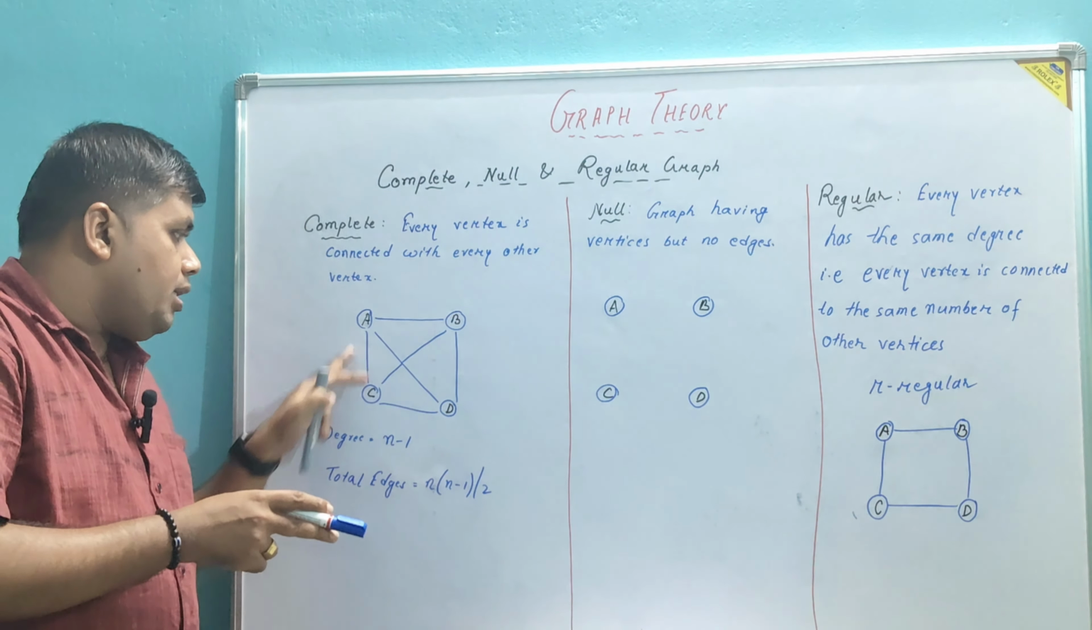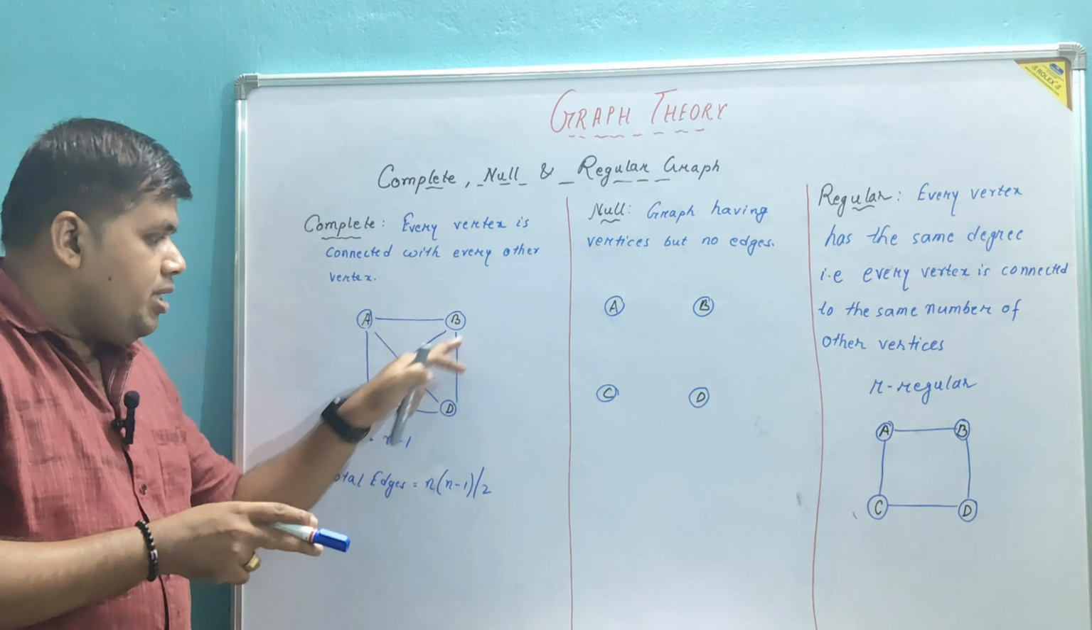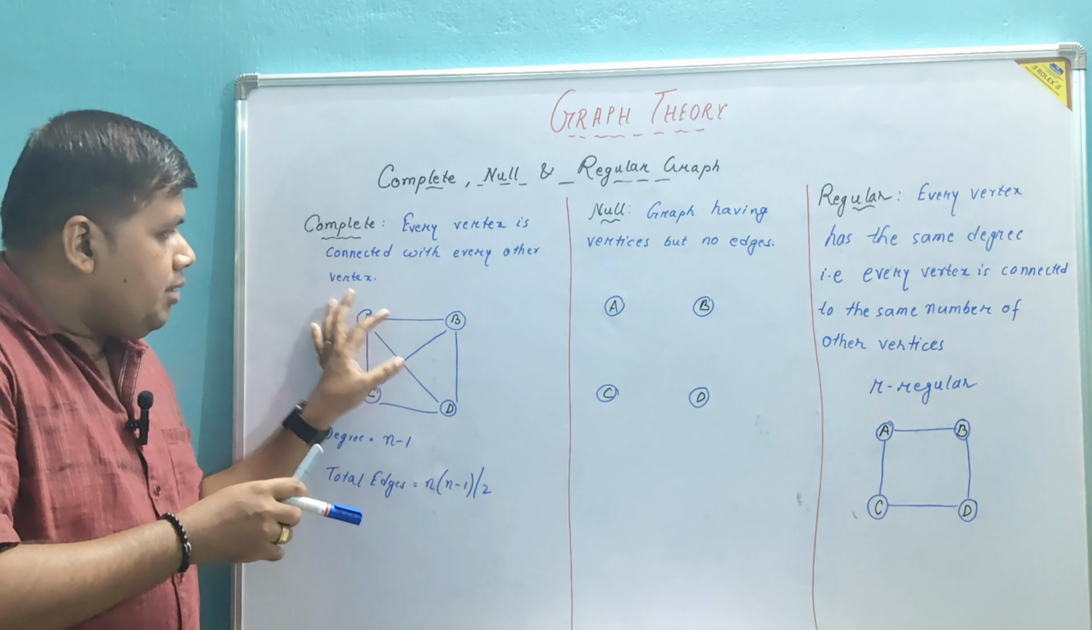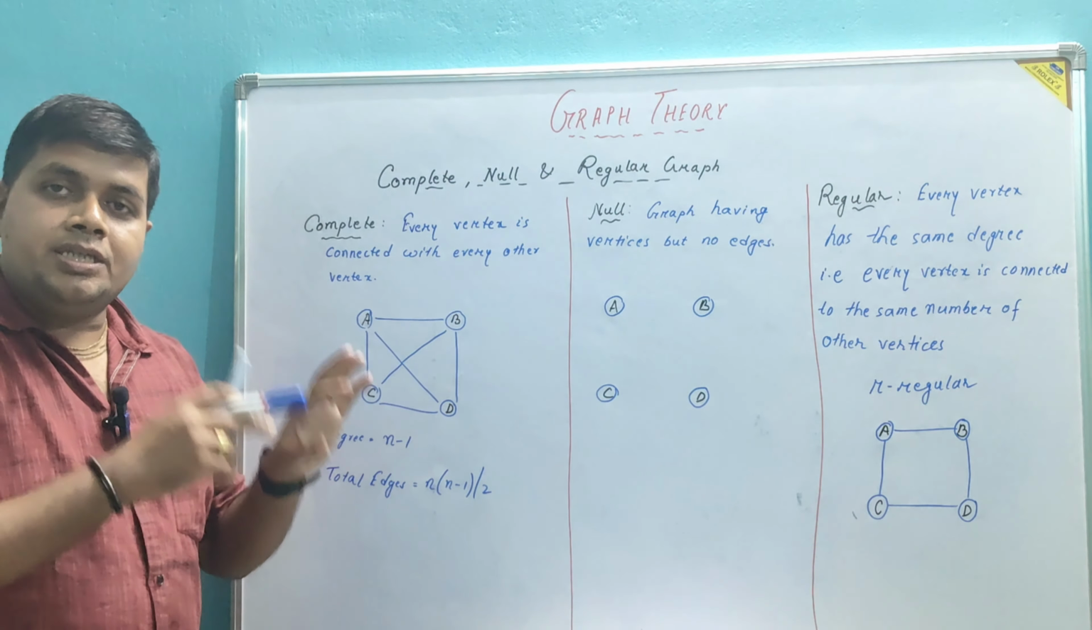Similarly, B is connected with A, C and D, D is connected with A, C and B and so on. So all the vertices are connected with all the other vertices. Therefore, it is called a complete graph.